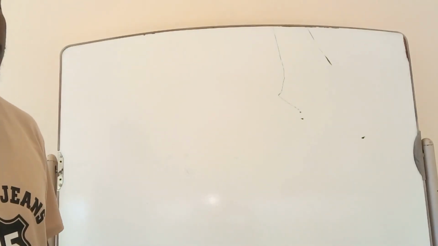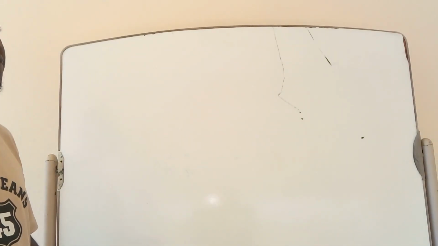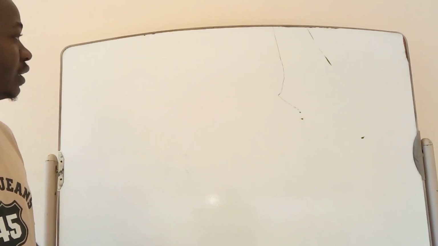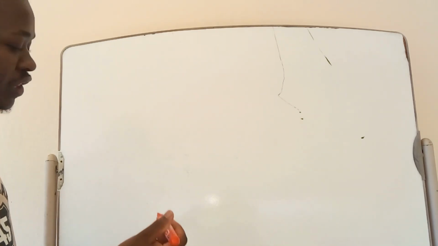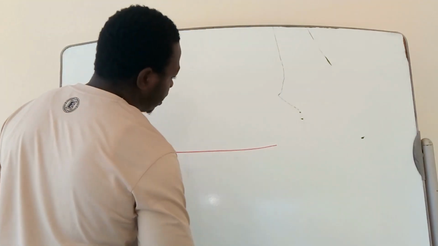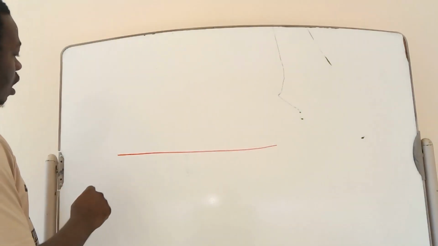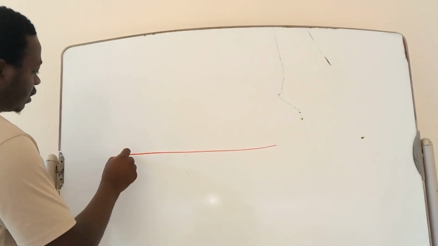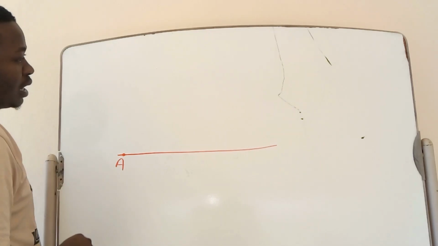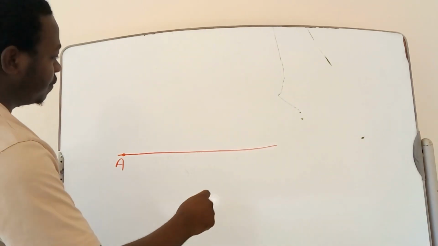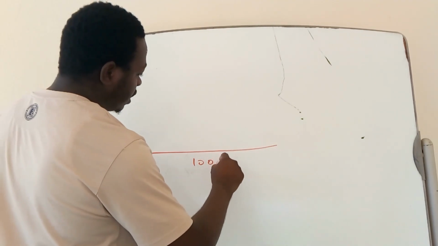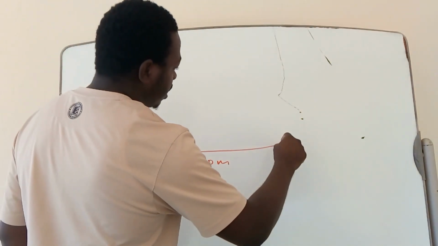Hello everyone. What we are going to focus on in this video is angle of elevation and depression. So let's say that you're on a level ground that looks like this, and you're standing at a point which we call point A, and you're looking at a building that is 100 meters away. So 100 meters away. So let's say the building is here.